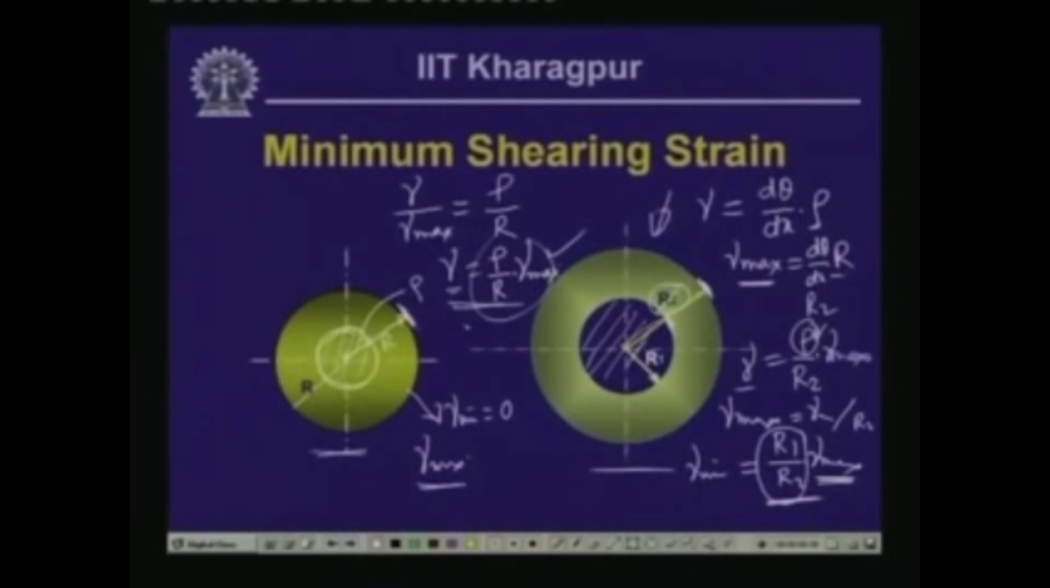So, that is the difference between the strain in the hollow shaft and the strain in the solid shaft. In case of a solid shaft, the minimum value of the strain is 0, which is at the center of the shaft, and it is maximum at the outer periphery. In case of the tubular one, the minimum strain is at the inner periphery and the maximum strain is at the outer periphery.